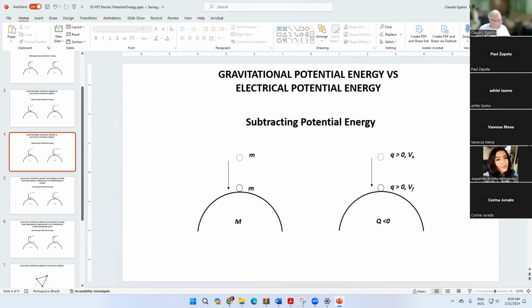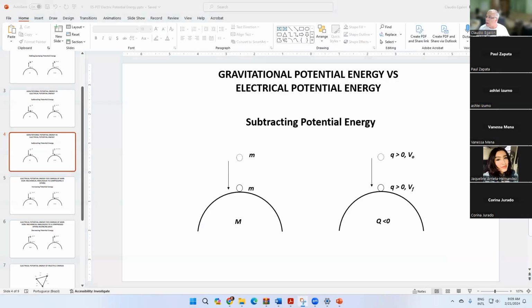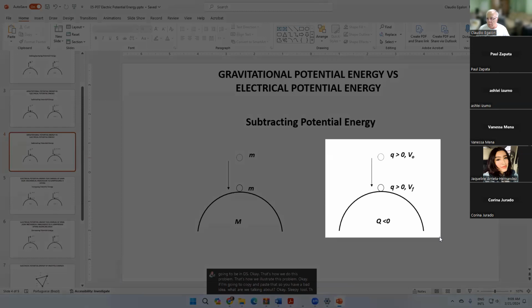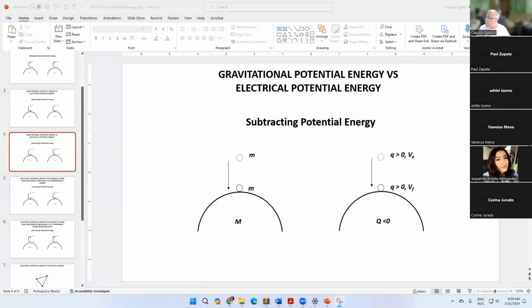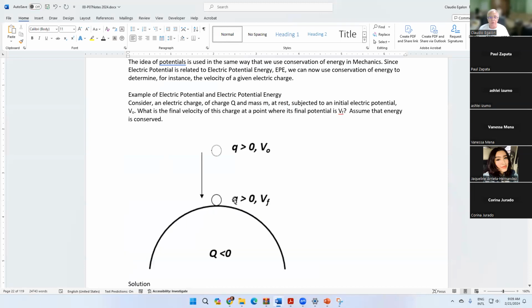I'm even going to copy and paste that so you have a better idea of what we are talking about. That's the snipping tool. Now you're going to start having some illustrations there in the notes. Okay, see the illustration.